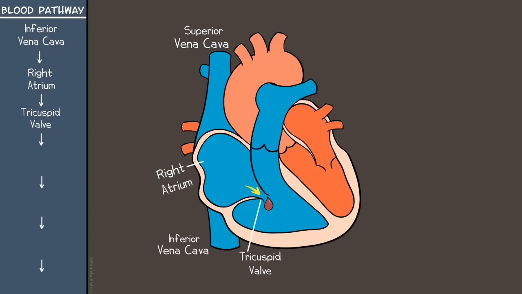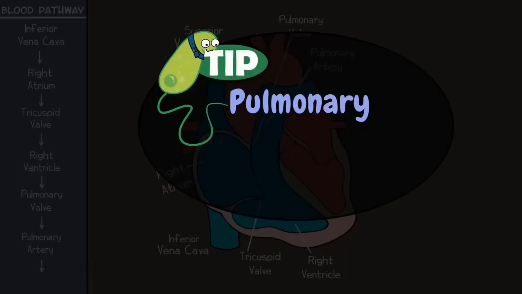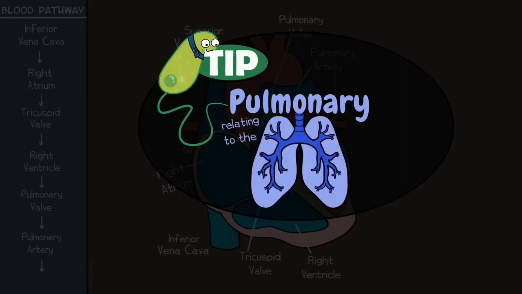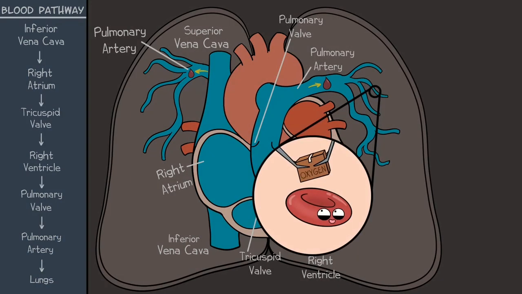The right atrium contracts, pushing the blood through the tricuspid valve into the right ventricle. The right ventricle contracts, pumping the blood through the pulmonary valve to the pulmonary artery. By the way, when you see the word pulmonary, it likely involves lungs. The pulmonary artery takes blood to the lungs. The lungs are where red blood cells in the blood will take on oxygen and release carbon dioxide.